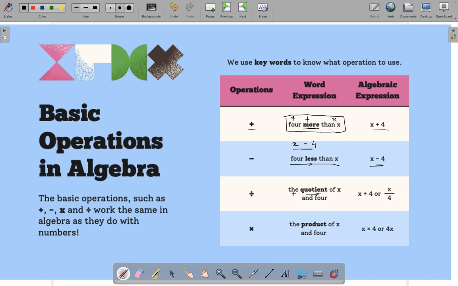Then you have quotient. Quotient means you have to divide. So the quotient of x and 4 means divide x by 4, so you'll get x upon 4. The word quotient is used to identify division. And then you have product. The product of x and 4 will be 4x.